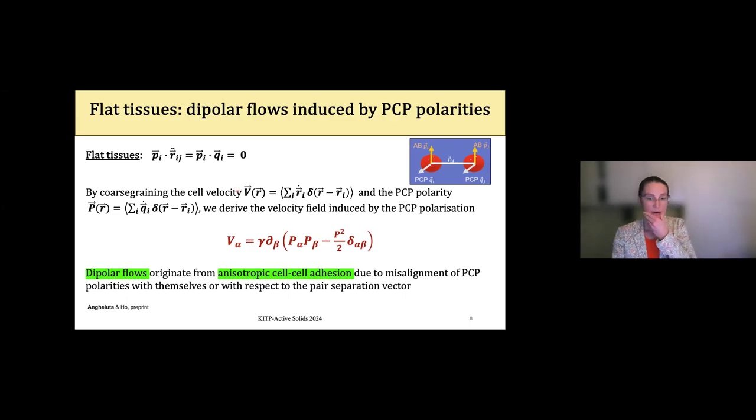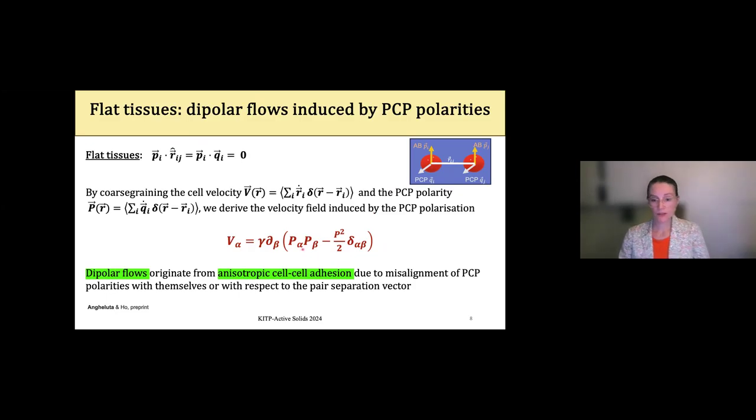So I use the Dean-Kawasaki approach to coarse-grain the velocity field and the polarization. And interestingly, what we find is that the velocity field is determined by the gradient of a source, which, for those of you that are familiar with nematics and hydrodynamic models, we recognize very quickly is basically like the nematic order parameter associated with the polar field. Okay, but this is the polarity corresponding to coarse-graining the PCP polarity, so not the usual type. But it's still a symmetric traceless rank 2 tensor that gives rise to dipolar flow.